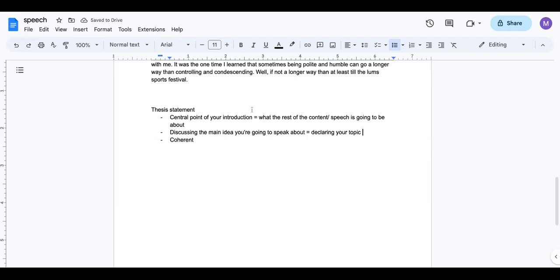And then it has to be coherent. That means that the sentence structure needs to be right. That's it. So that's the basic idea of what I mean by thesis. Let's say an example is that you're writing a farewell speech. You have introduced the topic, you have gotten your attention getter, you have also related to the audience, and now you need to give a thesis. So the thesis is you basically telling the central point of your introduction, like what's the point of you giving the speech, and what are you going to be speaking about.